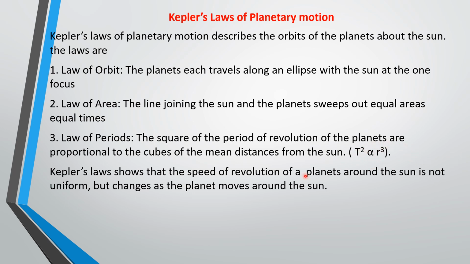Okay, so Kepler's laws show that the speed of revolution of a planet around the sun is not uniform, but it changes as the planet moves around the sun. So this is just the summary of Kepler's laws of planetary motion. All right.